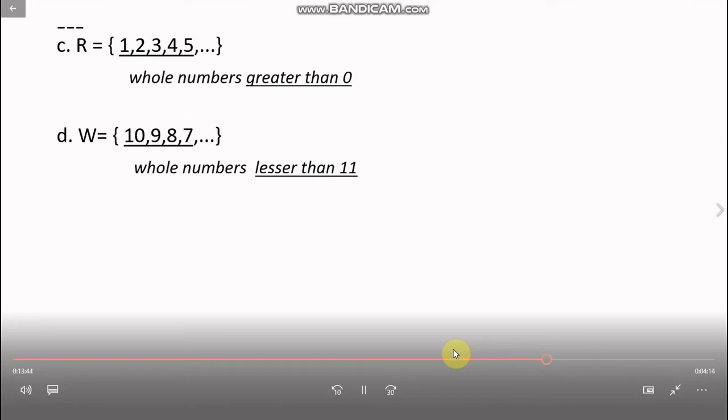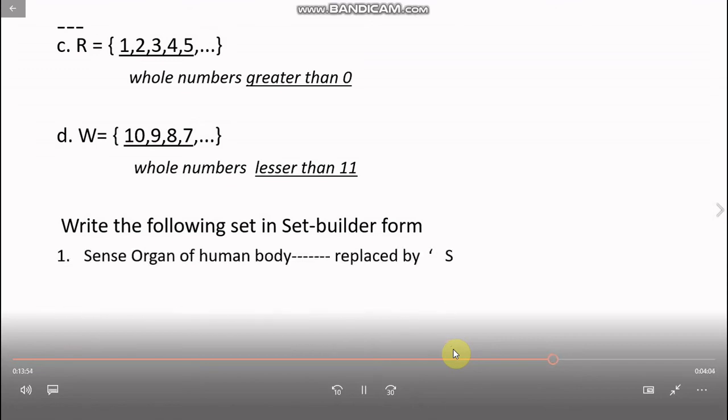Now, this time, write the following in set builder form. This is the core of our discussion on how to write in set builder form. Just like example number 1, sense organ of human body. We will incorporate our examples from our previous slides so that you will understand very well how to write it, because set builder form is short.